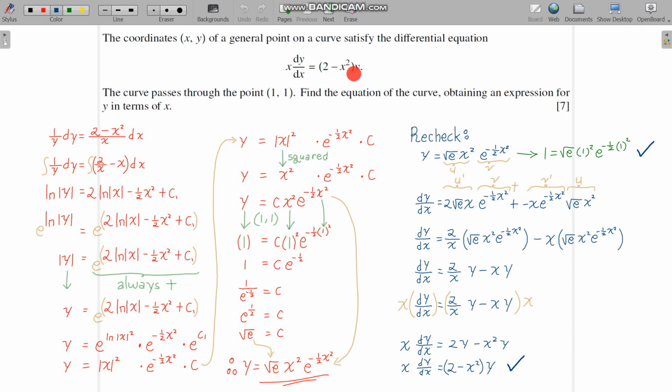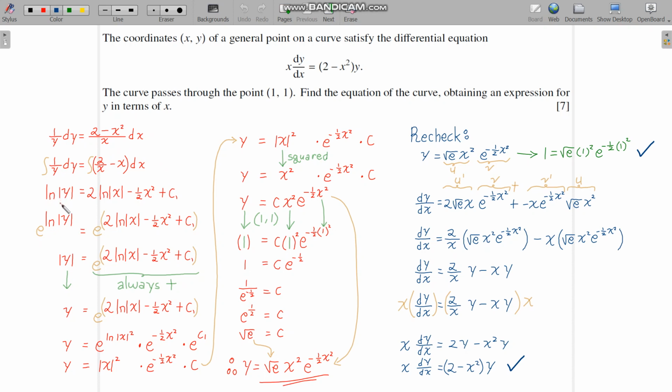From this equation we can move the y to the left, we divide, and move the x to the right, and also move the dx to the right. So we have 1 over y dy equals (2 minus x squared) all over x dx. Integrate both sides. You can split the fractions.